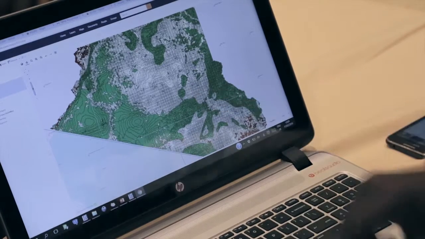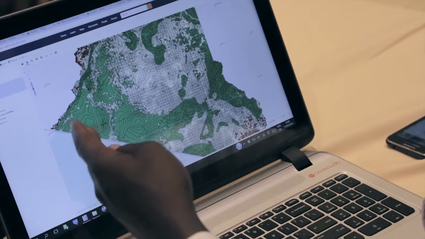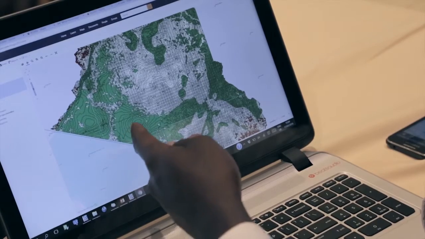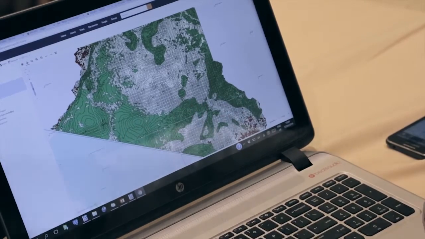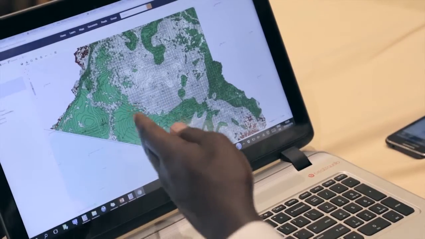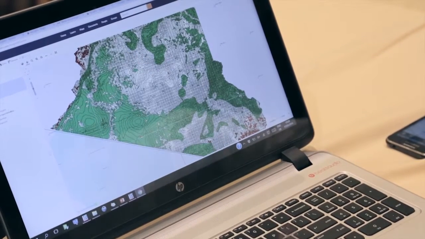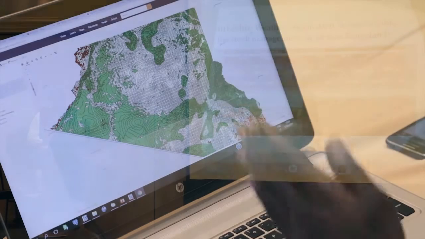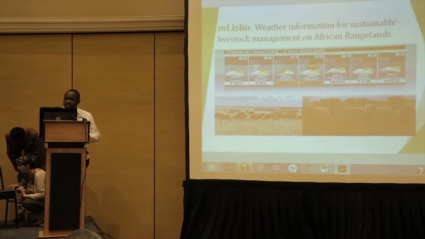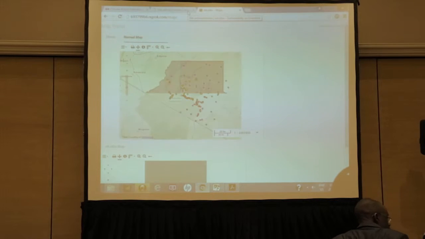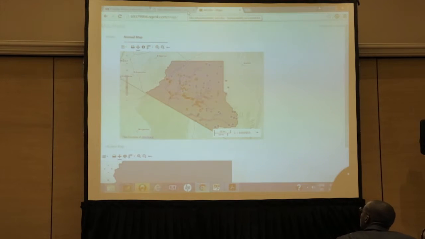So if you look at this map, it shows the vegetation cover, the best forage where they are, and the poor and all that. So in the end, we can advise the pastoralists to move with their pastures to the areas where the best forage is. This service also uses SMS, where we are going to integrate SMS to send early warning messages to pastoralists on the best grounds to take their livestock for feeding.